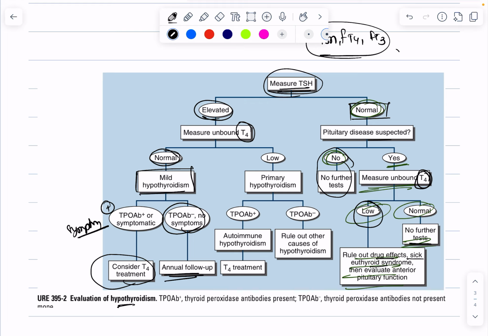So this could be asked, that if antibodies are negative, then after how much duration the patient is followed up. So this is annual follow up. And suppose if T4 is also low, then the patient is having primary hypothyroidism. And in them also we again do anti-TPO antibodies. And suppose antibodies are positive, then it is autoimmune hypothyroidism. And there also we treat the patient. And suppose TPO antibody is negative, then we try to rule out other causes of hypothyroidism.